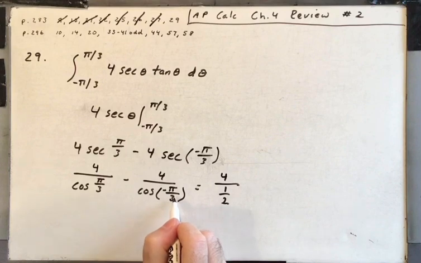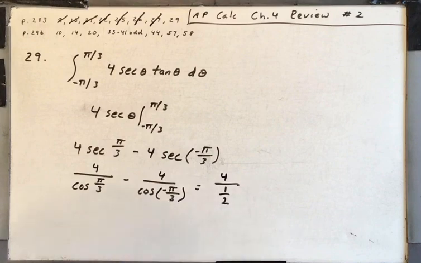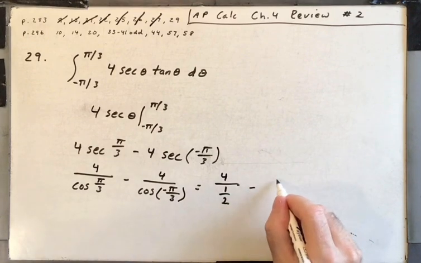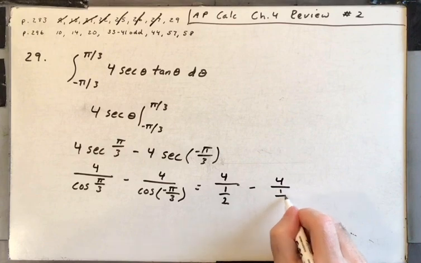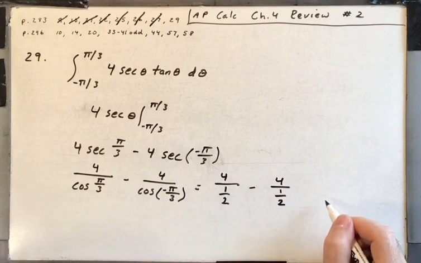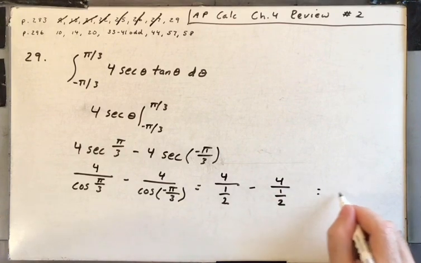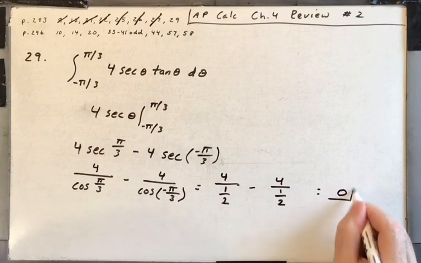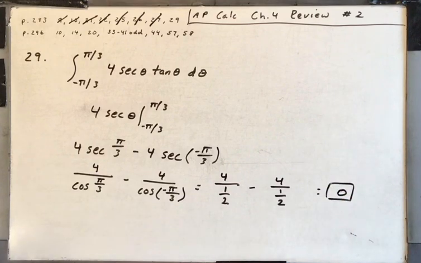What's cosine of negative pi over 3? Well, that's in quadrant 4. Cosine's positive in quadrant 4. So it'd be minus 4 over a half. So 8 minus 8, that's just 0. Let's see if that's what's in the back of the book. 29. It is 0.